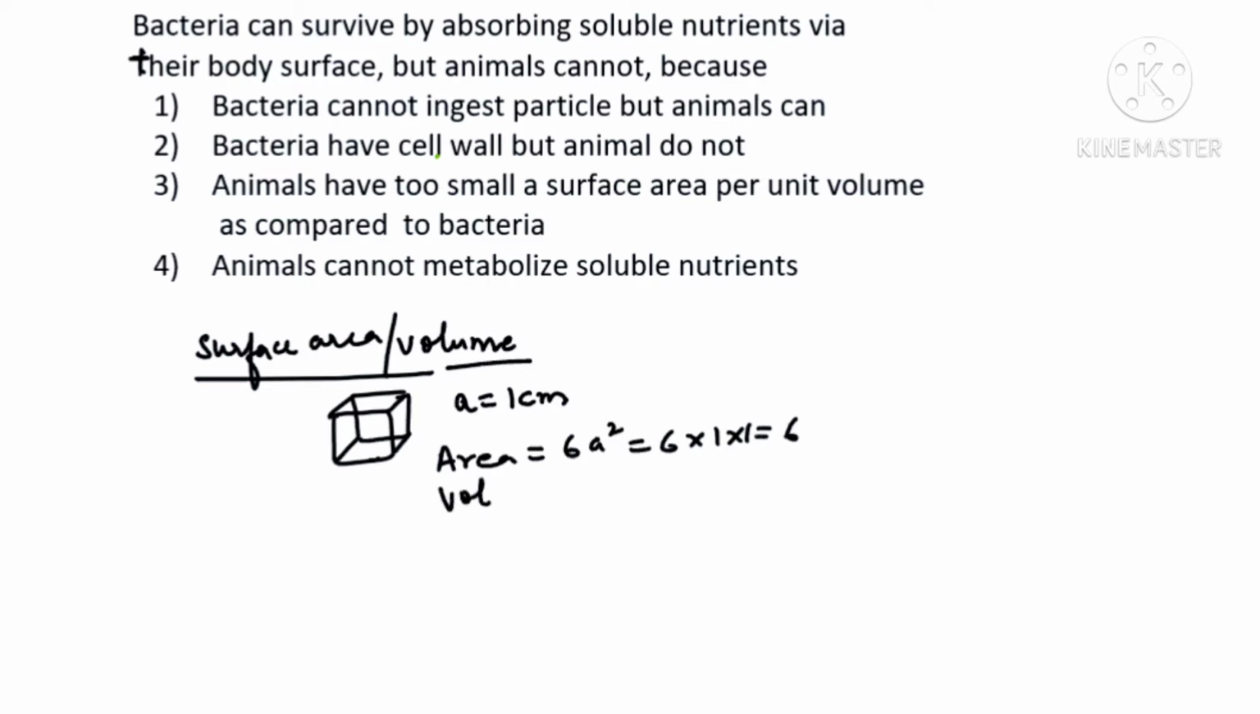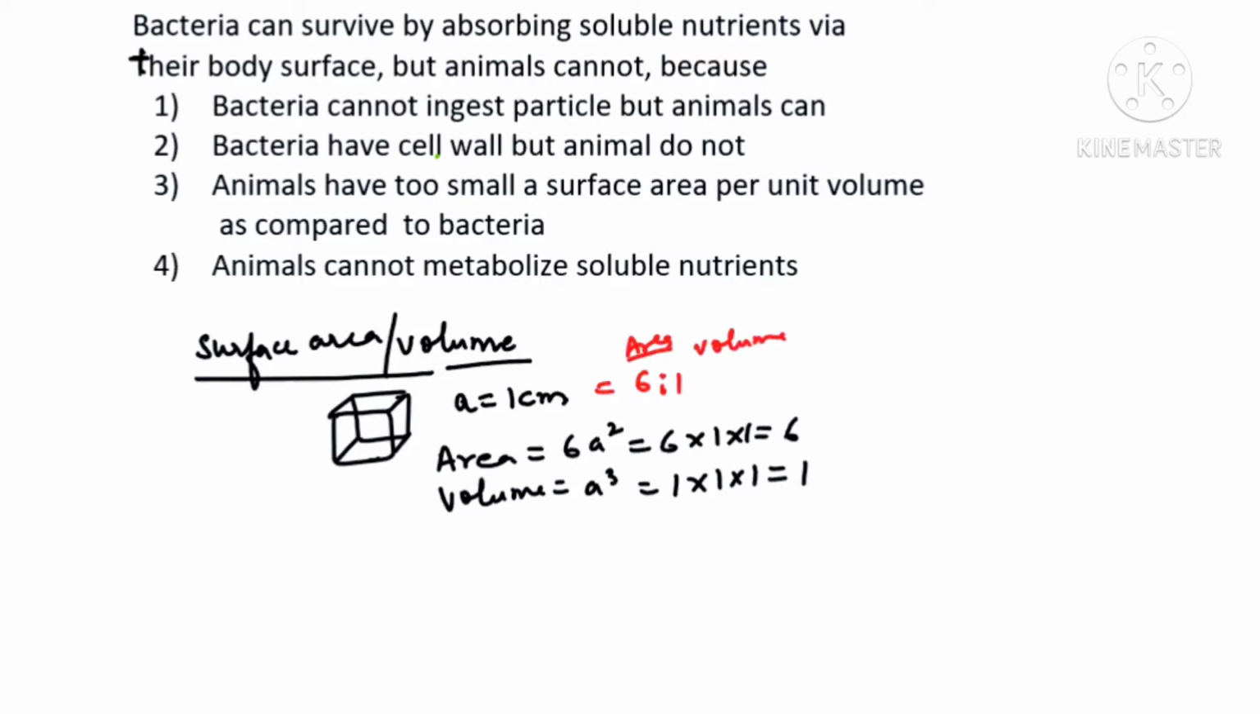And for volume, it will be a cube, 1 into 1 into 1. So answer will go 1. So for the cube whose size is 1 centimeter, your area to volume ratio will be 6 is to 1. This much is clear now? This is area and this is volume.